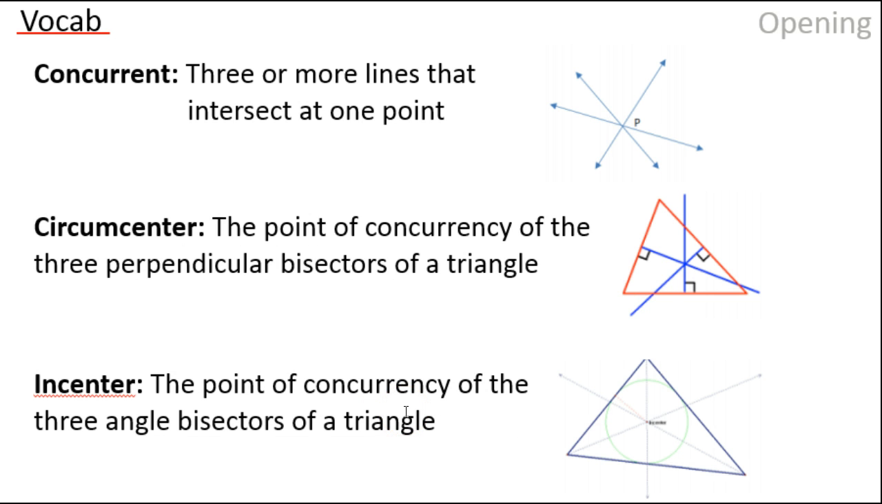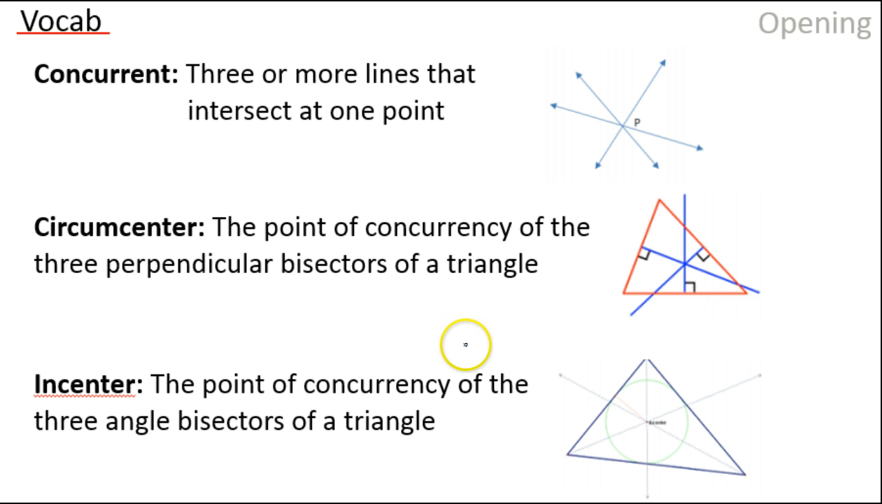We have a little bit of vocab for you guys. We have concurrent. This is 3 or more lines that intersect at one point. So here's an example of that. We also have a circumcenter. The circumcenter is the point of concurrency of the 3 perpendicular bisectors of a triangle.